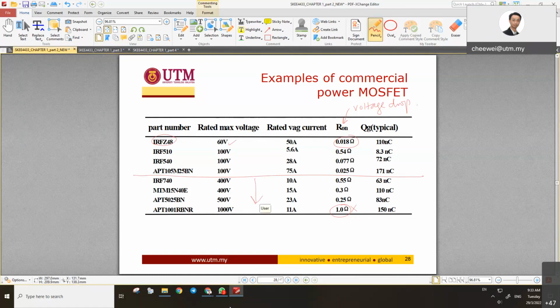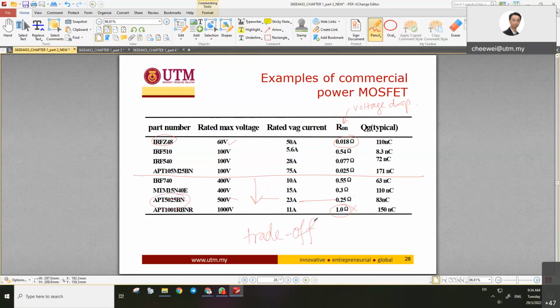Can I take 100? 120 is quite near, isn't it? Cannot. Your rating must be higher than your operating voltage. So you can only choose 400 and above. So out of these available options, the best should be this one, 0.25. So in most cases, what do you have in your design?